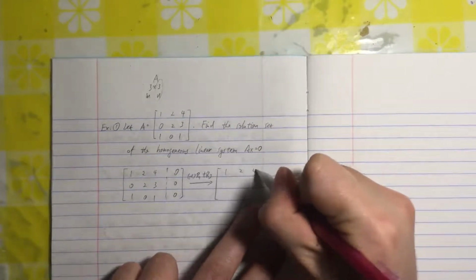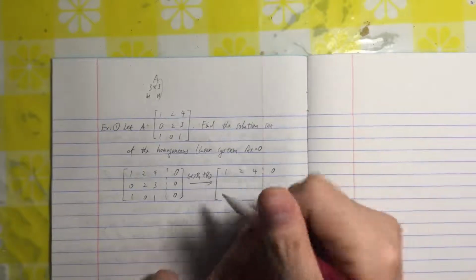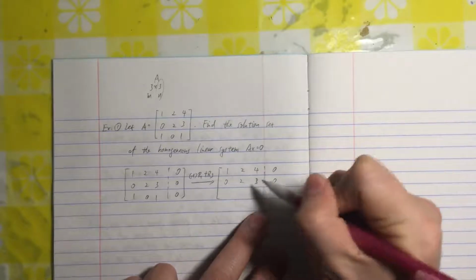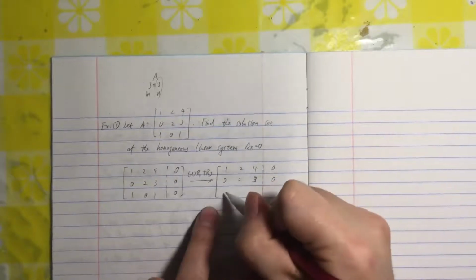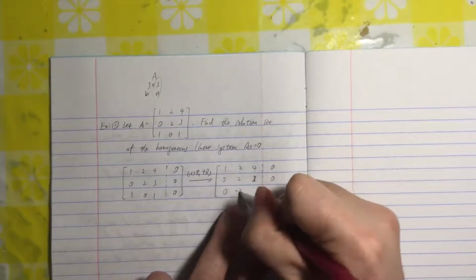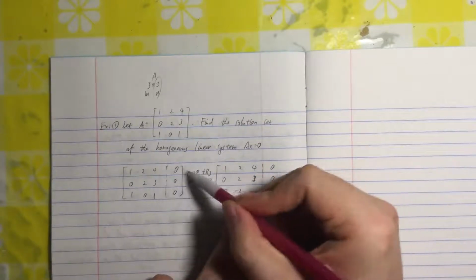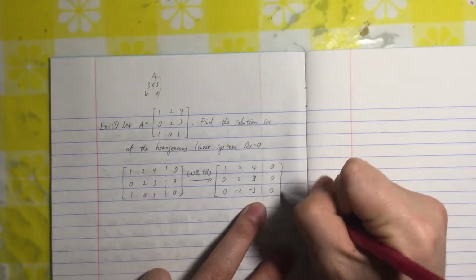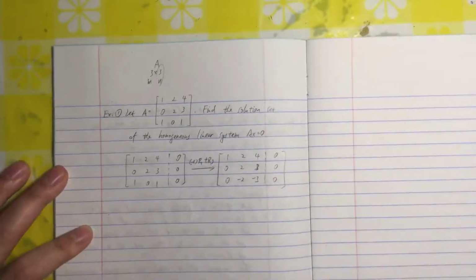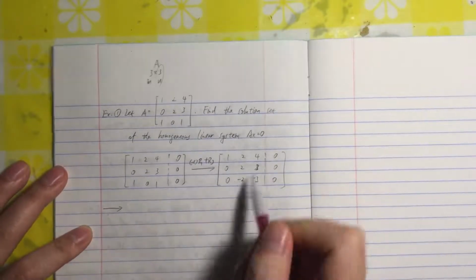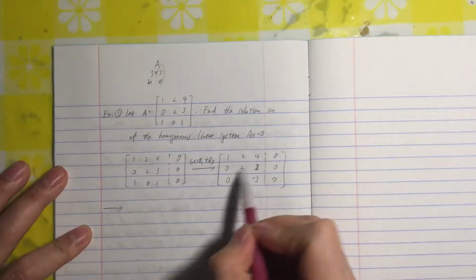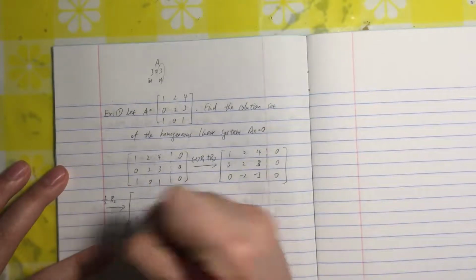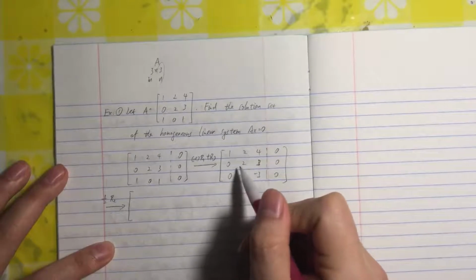I get 1, 2, 4 in the first row. 0, 2, 3 in the second row. 0, -2, -4 plus 1 is -3, 0. Next, I can multiply second row by half, divide second row by 2. I try to make a leading one here. Divide second row by 2.